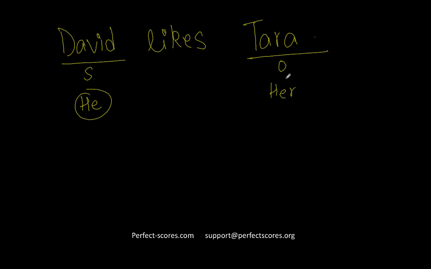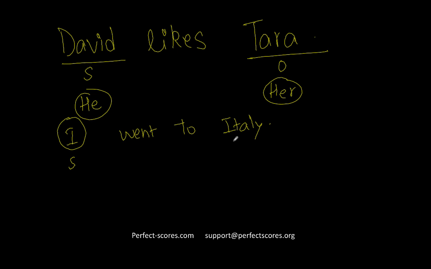Let's take another sentence. I went to Italy. So the subject is I, which is already a pronoun. Italy is the object. What are the pronouns you can use in place of Italy? It's the name of a place, so you can use the word it. I went to that place, or I went to it. So it falls under the objective category.